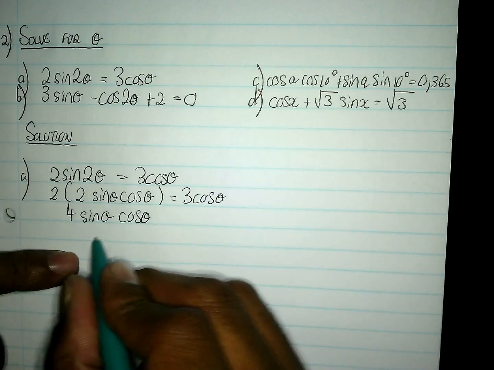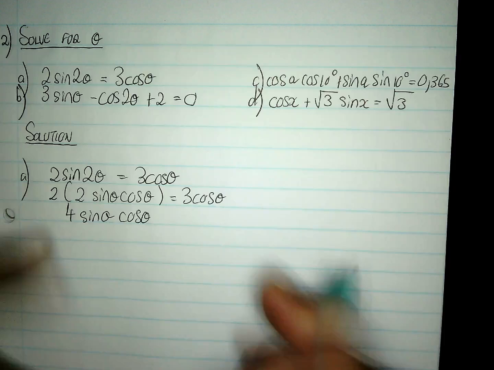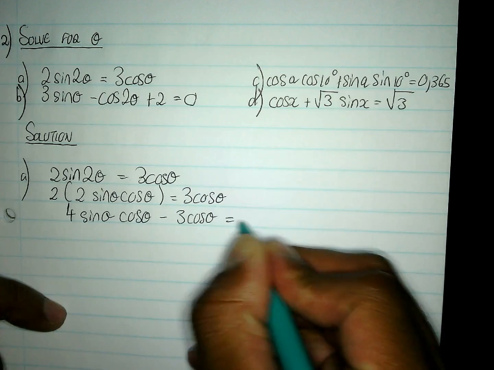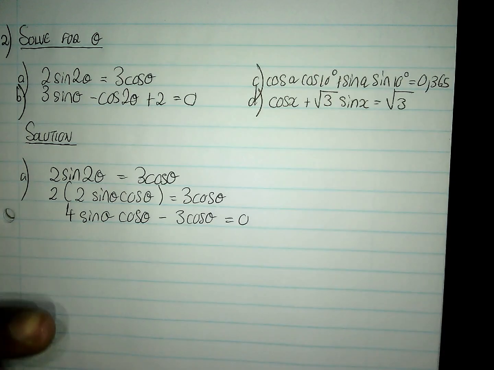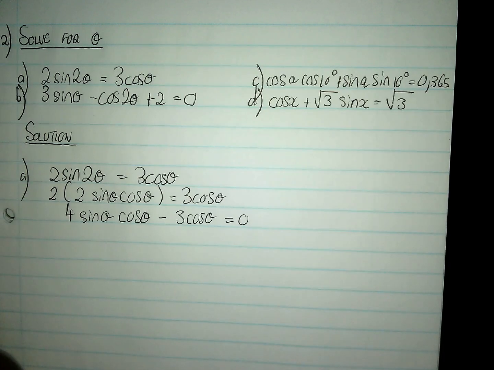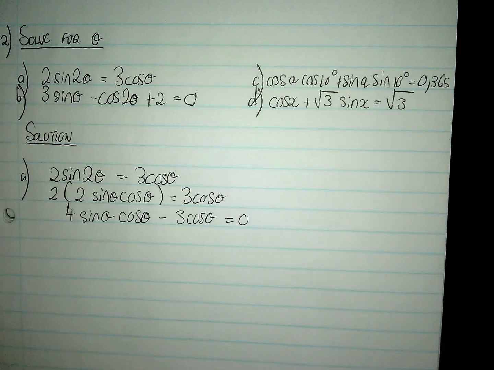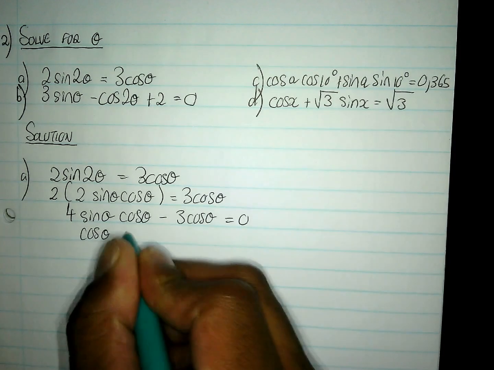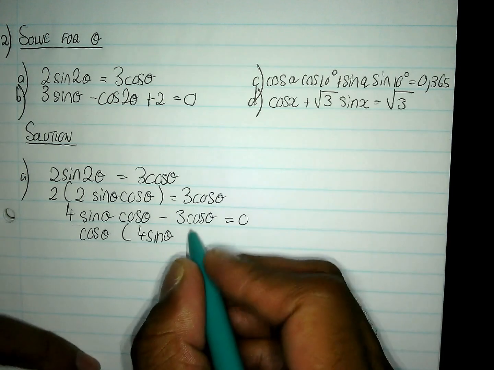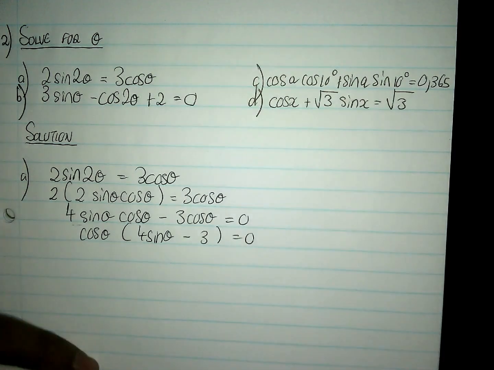Because you can't divide both sides by cos, as at the end you're going to have 4 over 3, where you have to divide by 0. So you just have to transpose: 4 sine theta cos theta minus 3 cos theta equals 0. Remember that for your general solution you either take out the highest common factor or you factorize. The highest common factor for these two terms is cos theta. So you're going to have cos theta, and you're left with 4 sine theta minus 3 equals 0, right?